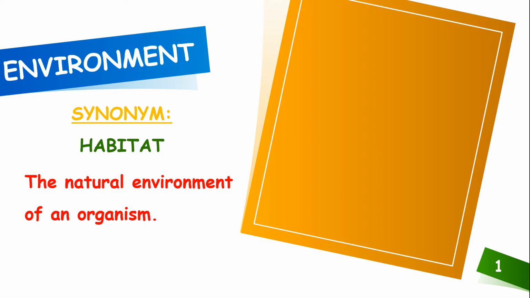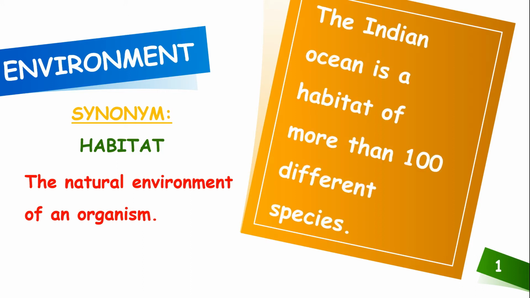Now, let us see how to use this word in a sentence where it means environment. The sentence goes like this. The Indian Ocean is a habitat of more than 100 different species. In this sentence, you can see that the Indian Ocean is an environment where 100 different species are living.